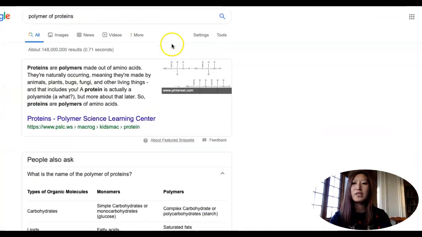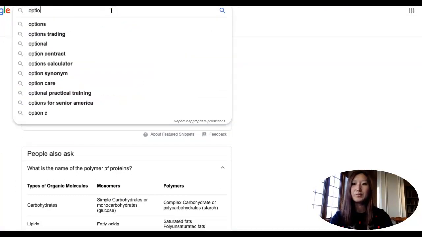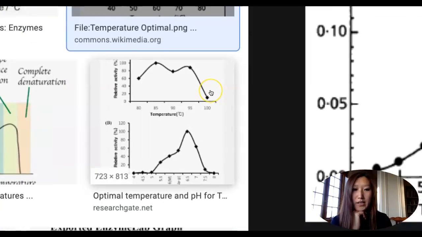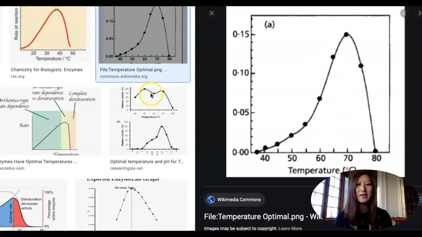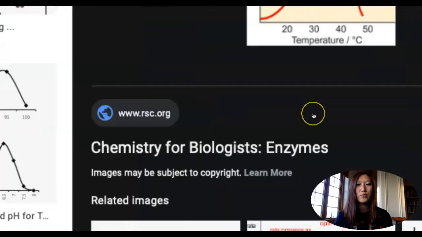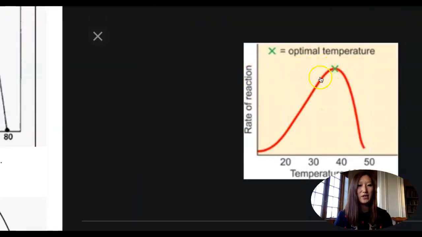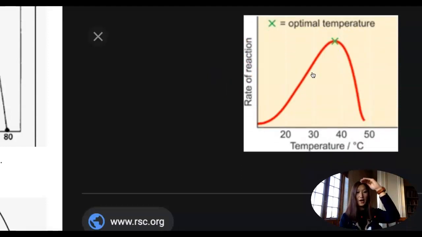Now, there's a word called optimal temperature or pH. If you look at this picture, you will see that there's this particular enzyme and the rate of the reaction is highest at this very top, right? Whenever you see this type of picture, you want to look at the very top, or the highest bump of the line, and then the corresponding x-axis will be the optimal temperature or pH. So the optimal temperature for this reaction will be about 37 degrees.